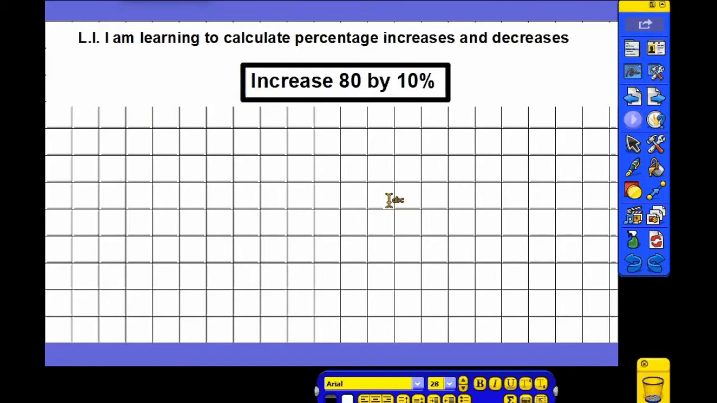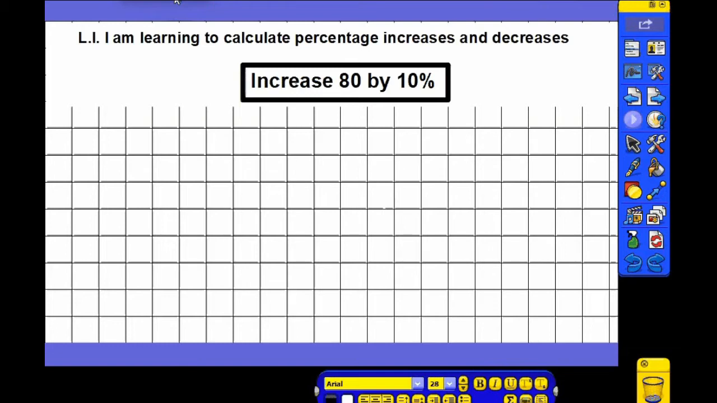Hi guys, in today's video we're going to be learning how to calculate percentage increases and decreases. In order to do this you are going to need a bit of background knowledge, and it's really important that you already know how to calculate a percentage of a whole number using at least one method, either the fractions method or the gateway method. However, if you're comfortable with doing that, then let's get started with calculating percentage increases and decreases.